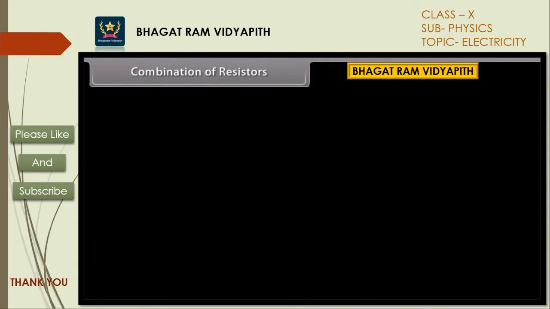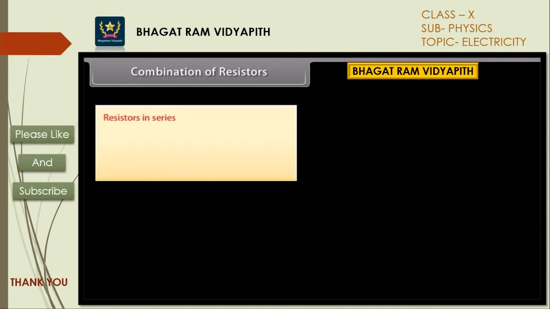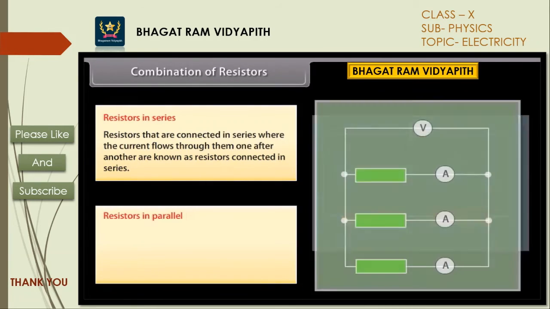Combination of resistors. Combinations of resistors are of two types. They are resistors in series and resistors in parallel. Resistors in series. Resistors that are connected in series, where the current flows through them one after another, are known as resistors in series. Here the current depends on the applied voltage, the number of components, and the nature of components in the circuit.